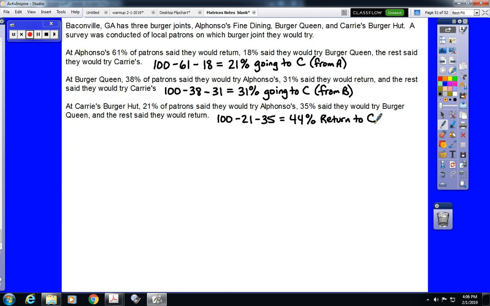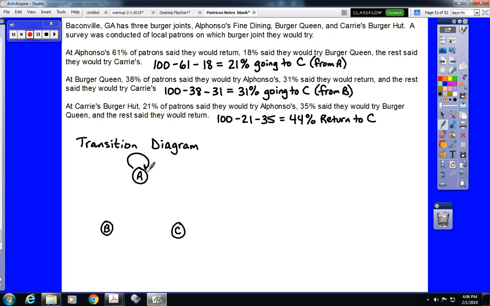So once again, there's two different ways we can represent this data. We can do it as a transition diagram or as a transition matrix. So we'll start by writing the information out as a transition diagram. This is a 3-state complete transition diagram. So we're going to represent our 3 burger chains with circles with the letters A, B, and C.